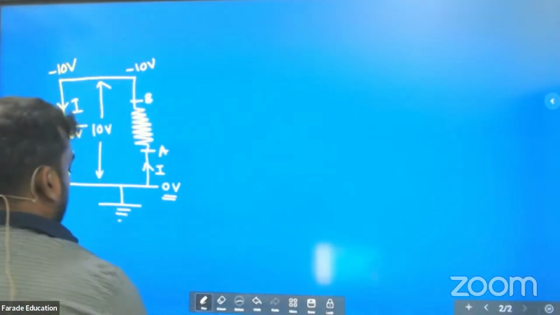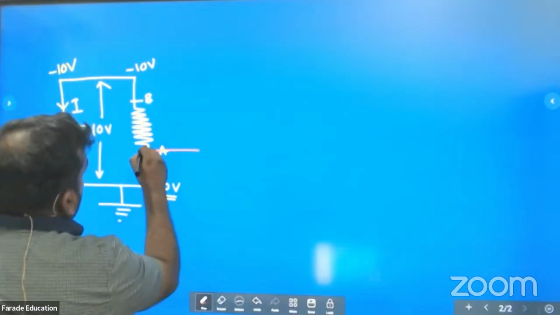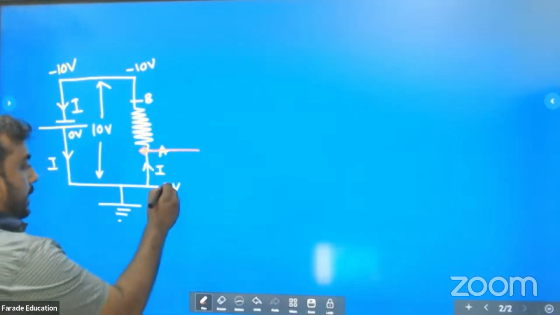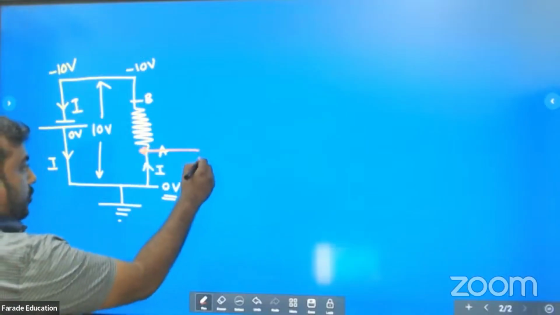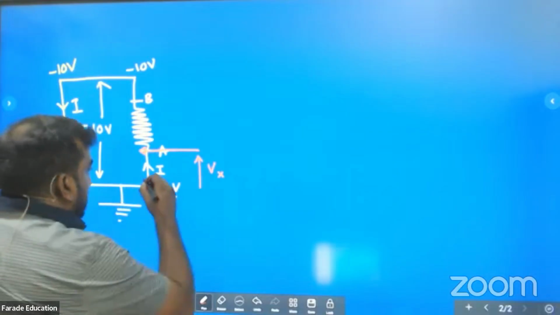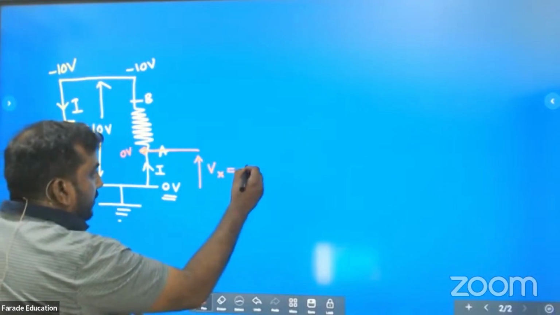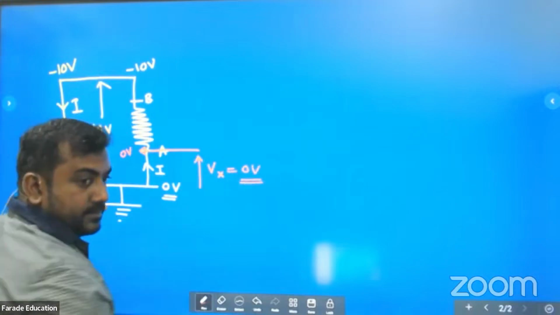Now, if you keep a pointer here, what does that mean? Here 0 volt, here also 0 volt. What's your voltage there, Vx? Potential difference is also 0 volt.